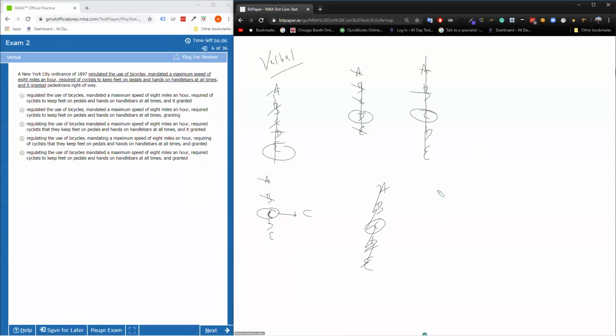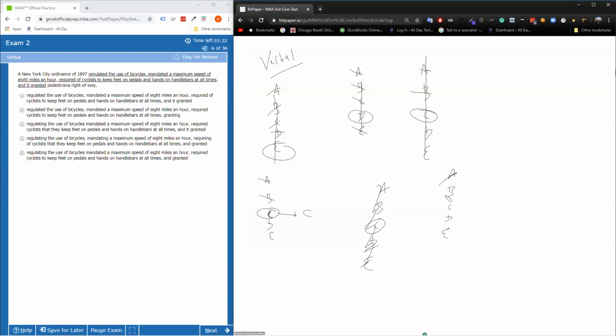A New York City ordinance of 1897 regulated the use of bicycles, mandated a maximum speed of 8 miles an hour, required of cyclists to keep feet on pedals and hands on handlebars at all times, and it granted pedestrians right of way. So it's a list question, and it's not parallel because of that "it" at the end. So I don't like that.